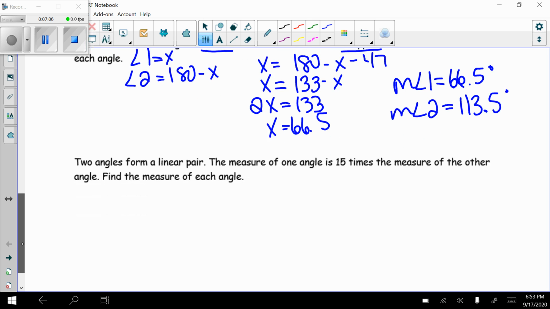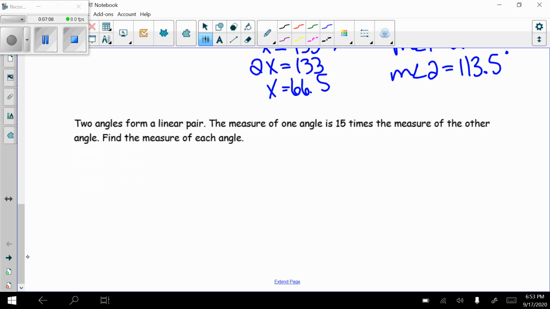Let's look at another one. Two angles form a linear pair. Remember, linear pair means they're on a straight line together. Therefore, they have to equal 180 degrees. The measure of one angle is 15 times the measure of the other. Find the measure of each angle.